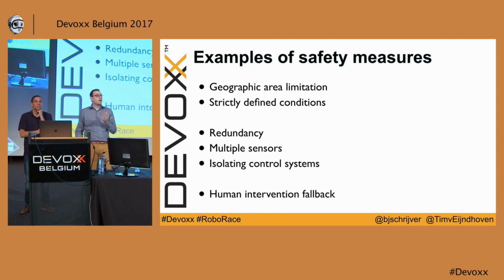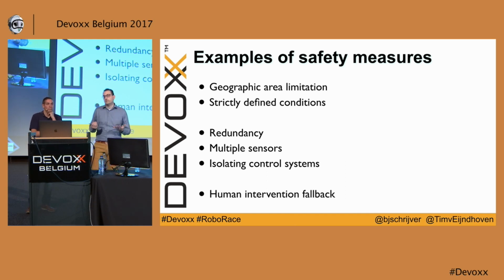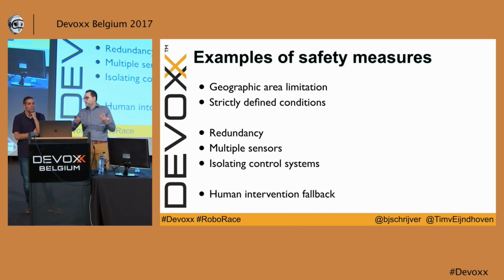The systems in those cars are redundant, so they have two computers. If the main computer drops out, then the other takes over and can bring the car to a safe stop. Multiple sensors can help to check the readouts to see if they have the correct picture. They isolate the control systems from, for example, the Wi-Fi in the car. I mean, it would be pretty nasty if you could screw up the system by browsing the internet.